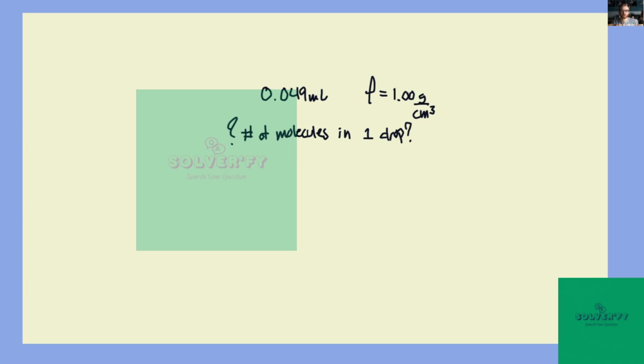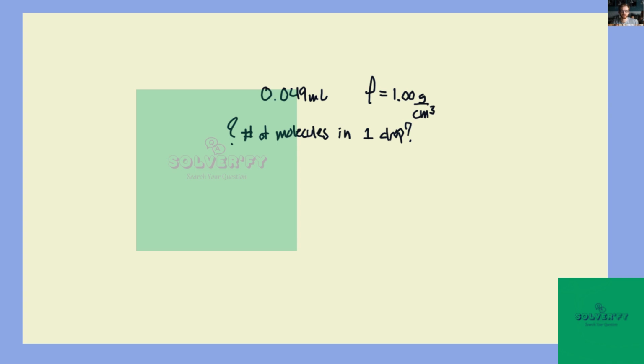Okay, so we know milliliters, but what we'd like to know is molecules. Now, they did tell us density, which will convert milliliters, or volume, into grams. And if we have grams, we can get moles. And if we have moles, we can get molecules using Avogadro's number. So it looks like our path is clear, but there's a couple things we have to figure out.